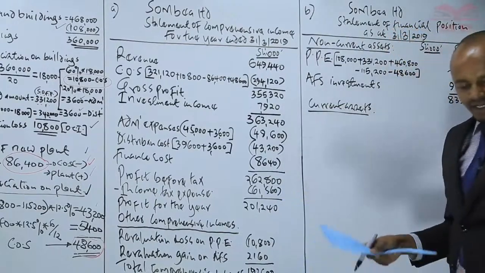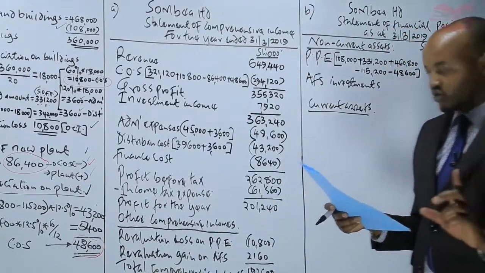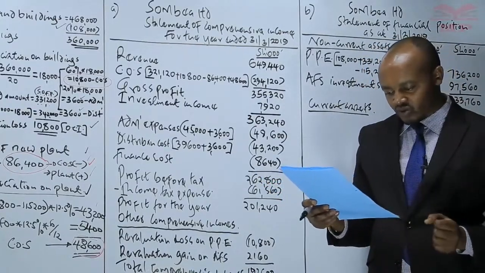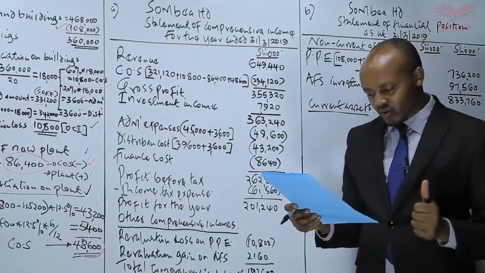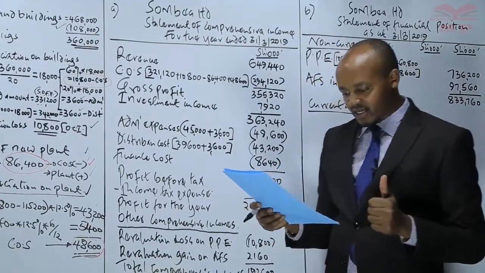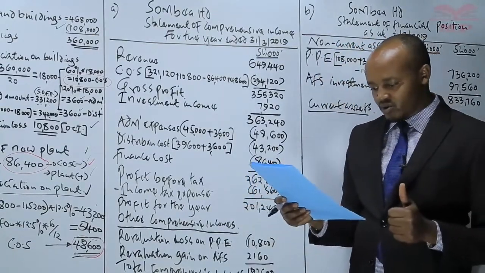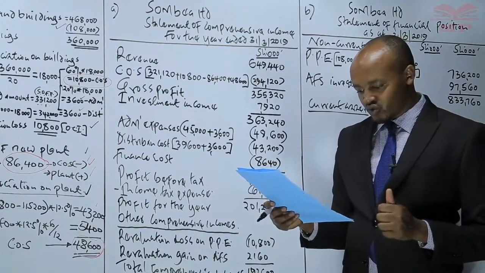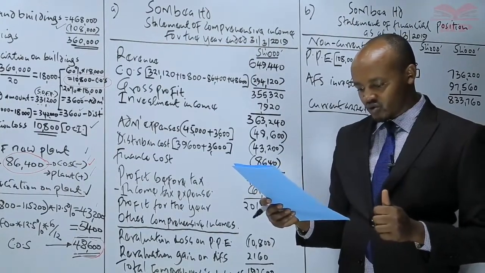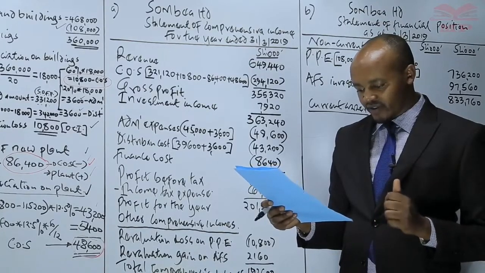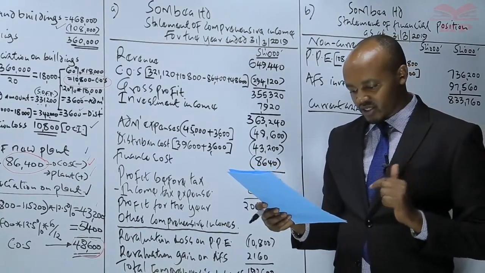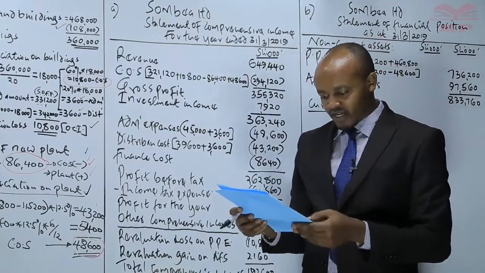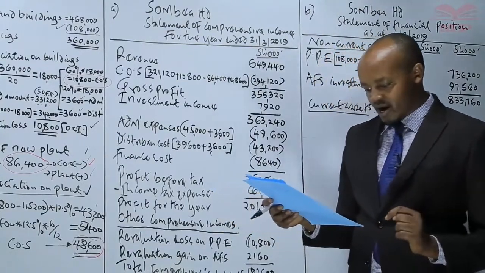Now for the current assets, we can first of all go through the additional information and check whether there is any that will affect current assets. Note 1 is about debentures, that is a non-current liability. Note 2 is about tax, that will not affect current assets. Note 3 is about the rights issue. Note 4 we have dealt with, note 5 we have dealt with, and note 6 we have dealt with. So none of the additional information will affect our current assets.